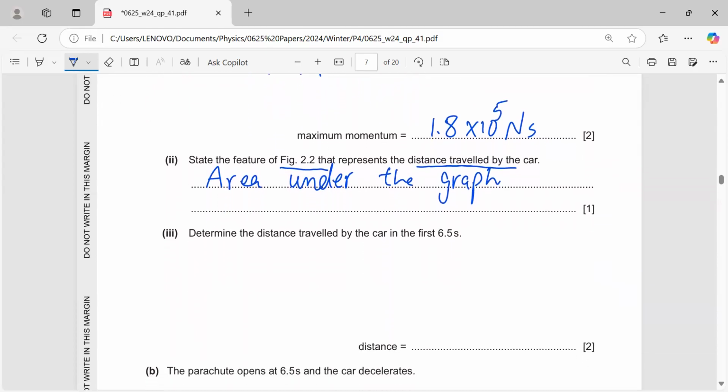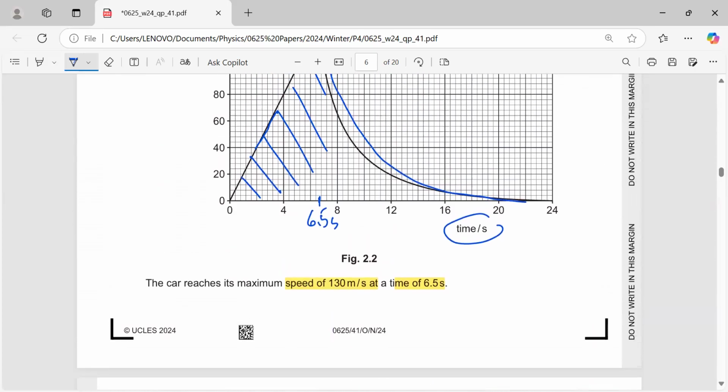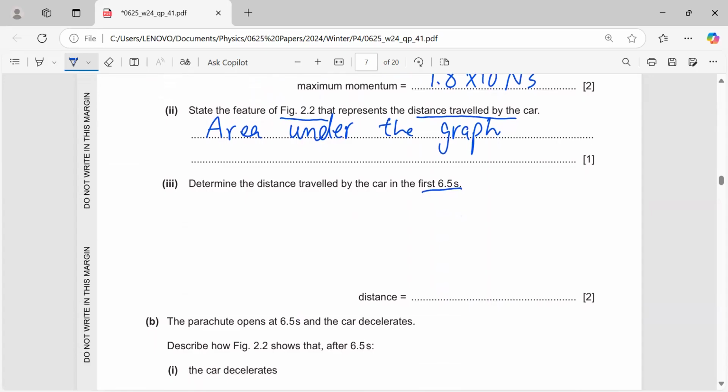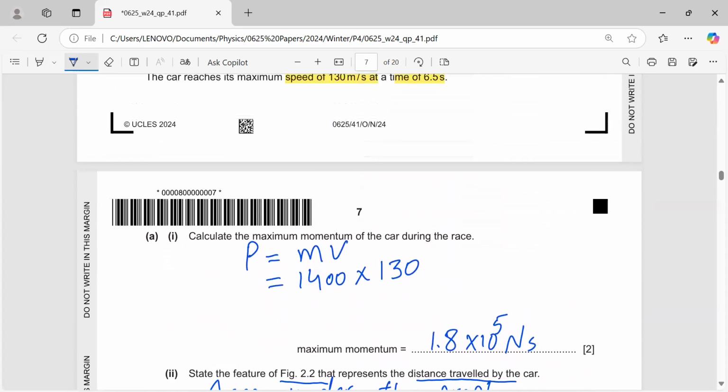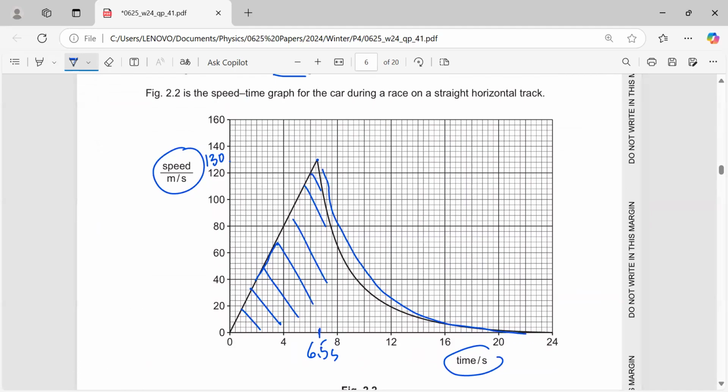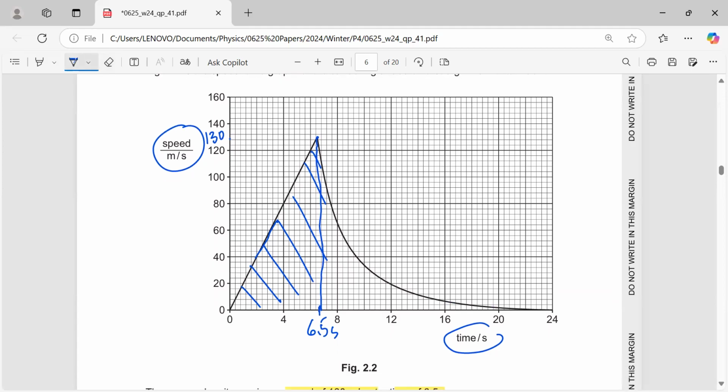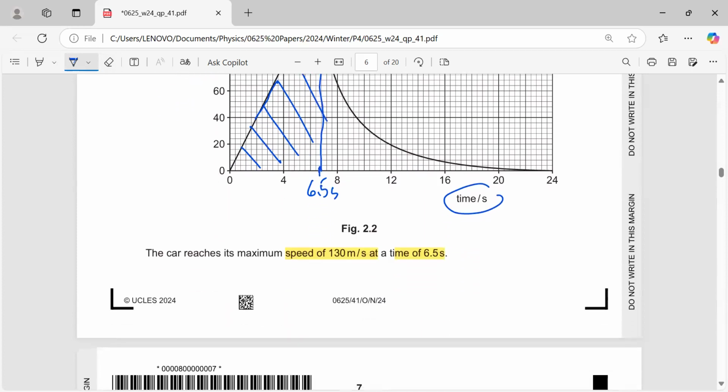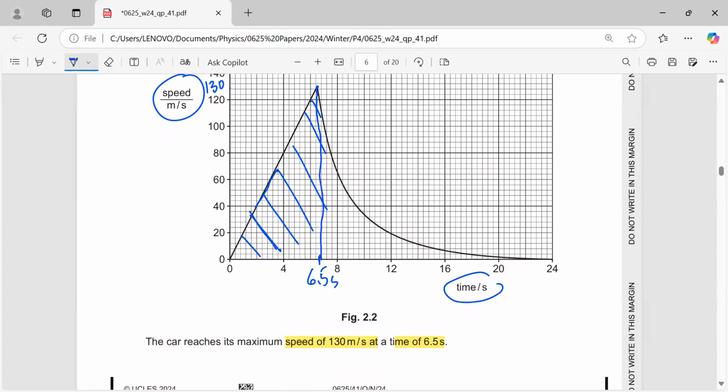Determine the distance traveled by the car in the first 6.5 seconds. So definitely we need the area under the graph for the first 6.5 seconds. If you take a look at the graph, in the first 6.5 seconds it is making a triangle. So if we calculate the area under this graph, the shape will be a triangle and we will use the formula of half base into height. By using that formula on this shape, we will be able to calculate the distance traveled.